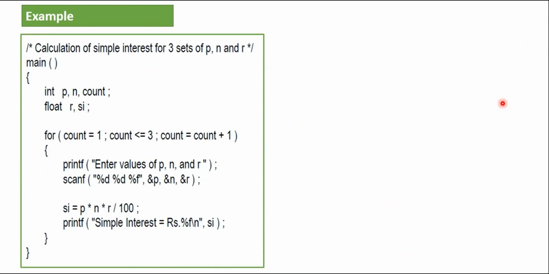Let's understand with the help of an example. This is an example of calculating simple interest for 3 sets of P, N and R. If you remember, we wrote this program for calculating the simple interest value in the very first session. So here we are going to perform this simple interest calculation multiple times. Within the main function, we have defined the same variables, and there is one extra variable called count.